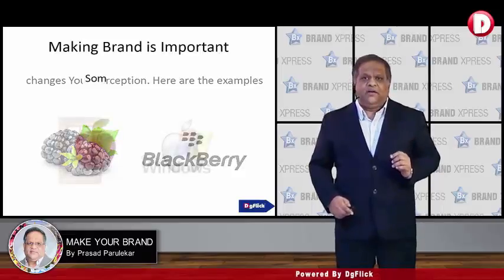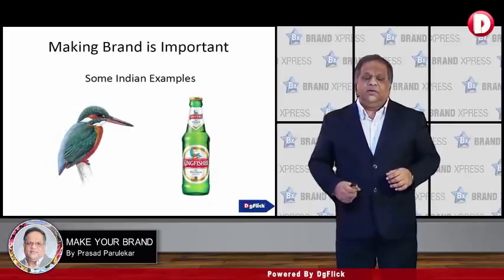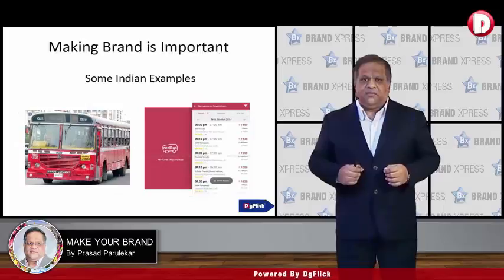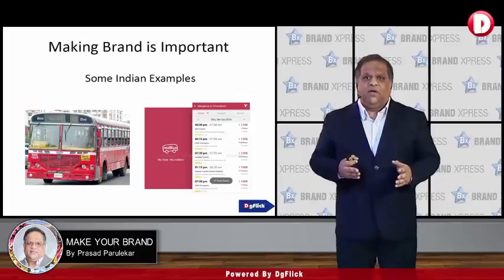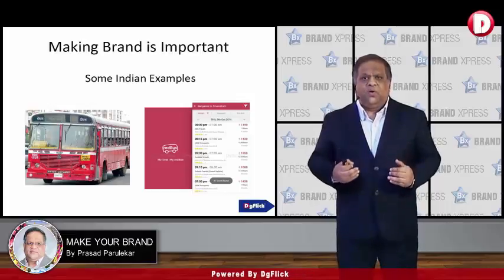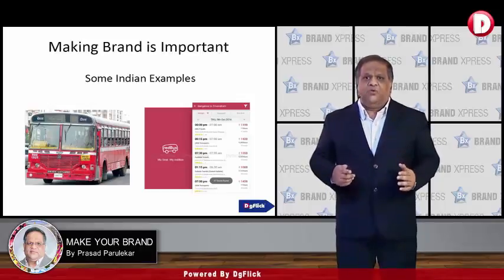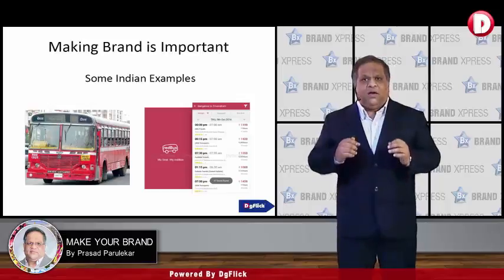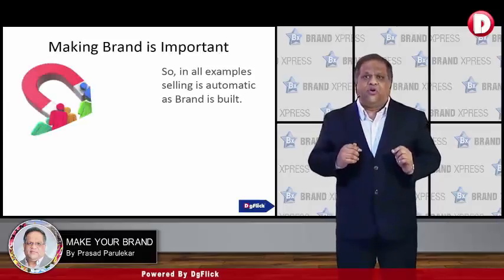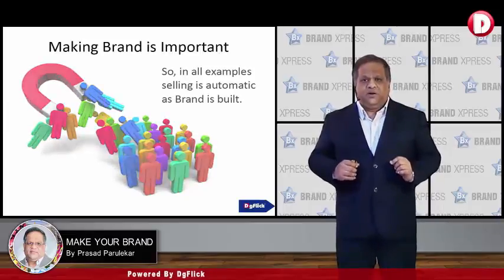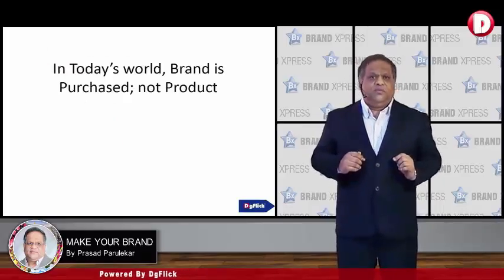Similar examples are there in the Indian scenario as well. A real-time example is Kingfisher, and a new generation example is Red Bus. Now it's not anymore a big red bus, but it is your app or your site where you can book buses. So brand changes the entire thing, how you think, what you think about it. And with all these examples, one thing is very common, that selling becomes automatic because brand is built. So today, brand is the only thing which is purchased, not the product.